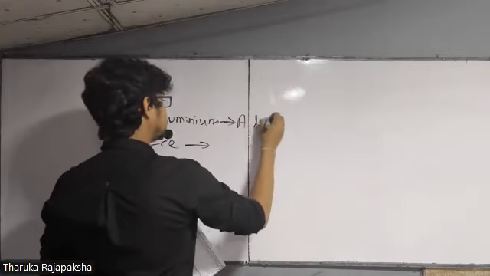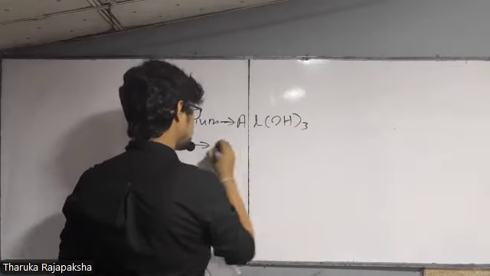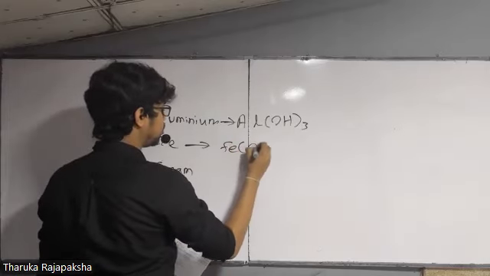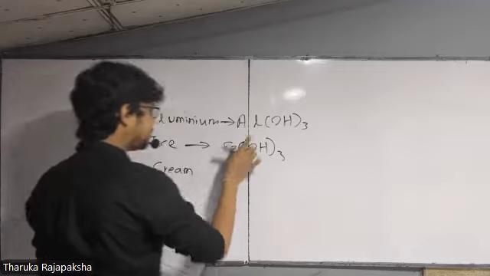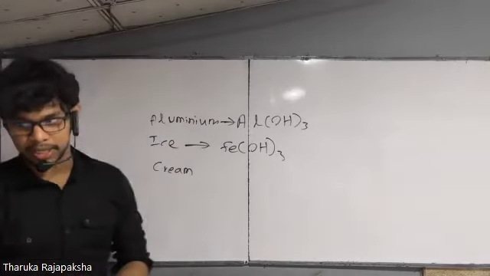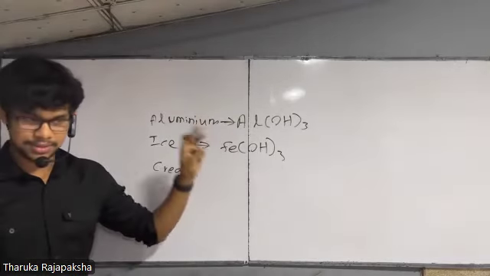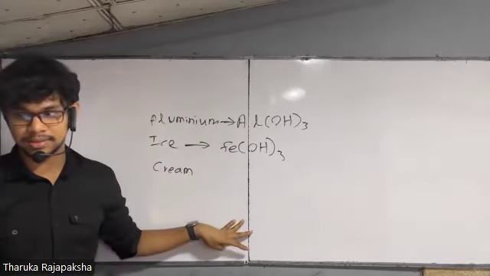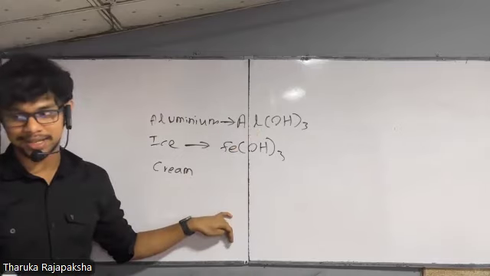Aluminium is aluminium hydroxide. Then Fe means iron, so Fe3+ gives Fe(OH)3. People, all are in the plus 3 oxidation state. Okay, look at the beauty. Listen to me. Third group, 3 precipitates and plus 3 oxidation state.